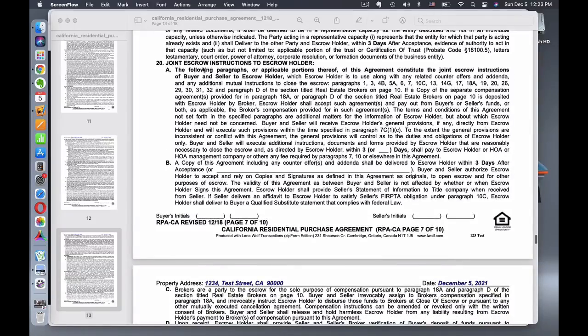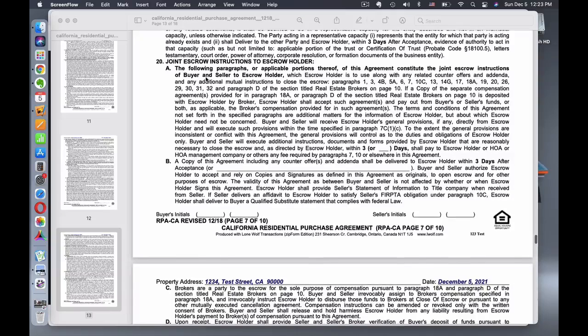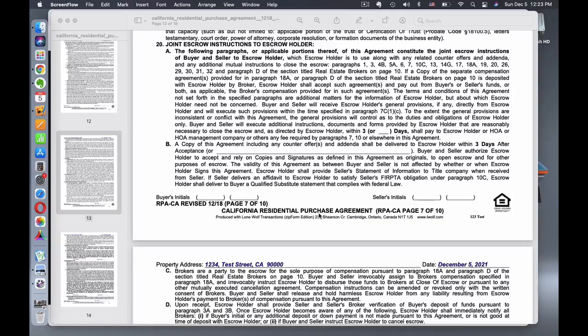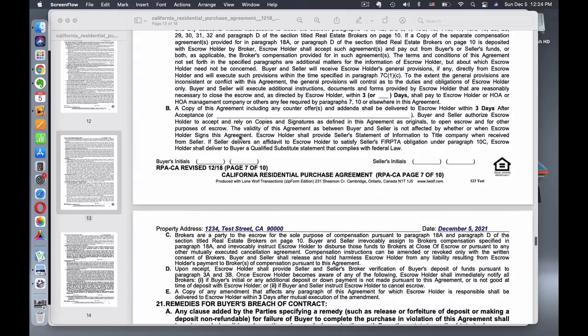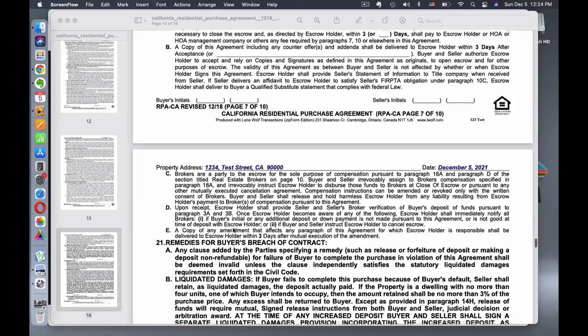We have the joint escrow instructions to the escrow holder. This gives the escrow holder their duties under the contract. We'll also get additional information from the escrow company that will outline this purchase agreement and their duties and responsibilities. This also says we've got to get all the documents over within 3 days after acceptance. We do this really quick, generally within 24 hours or sooner, as long as it's not a big holiday or something. We'll come down here.